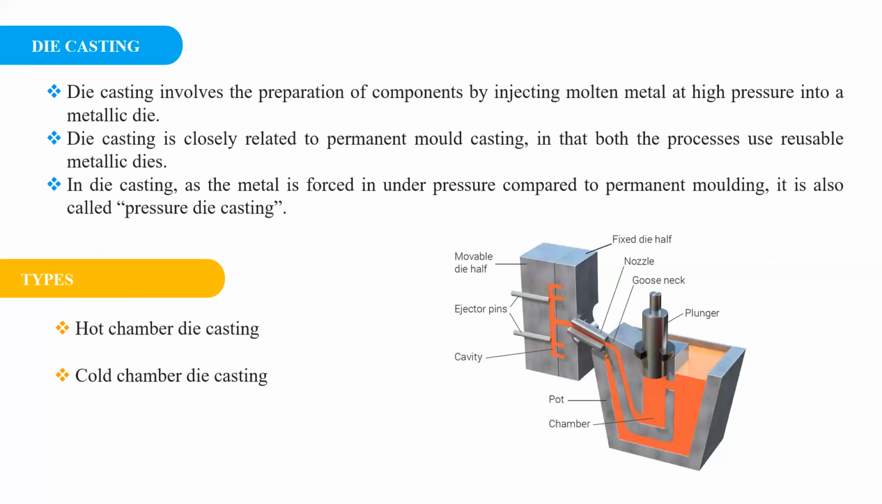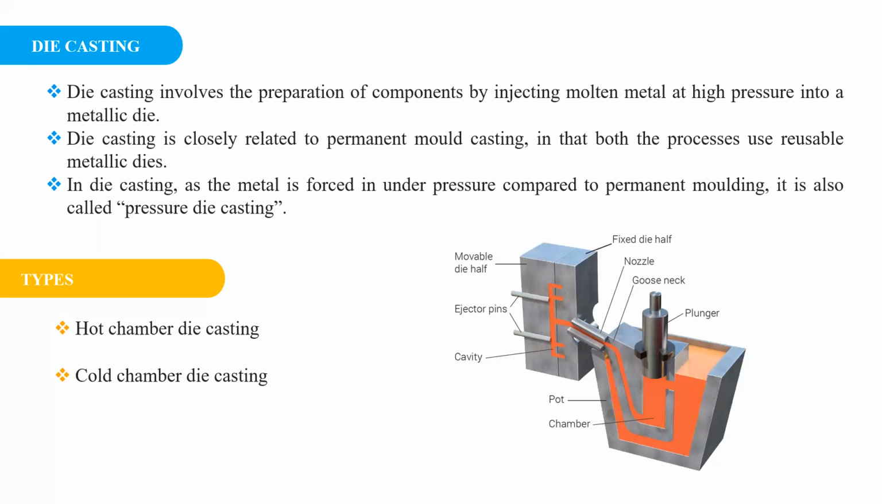Whereas this die casting process comes under permanent mold, where the die can be used multiple times. Die casting is closely related to permanent mold casting in that both processes use reusable metallic dies, so the casting can be done many times. There won't be any destruction of materials. In die casting, the metal is forced in under pressure compared to permanent molding, so it is also called pressure die casting.